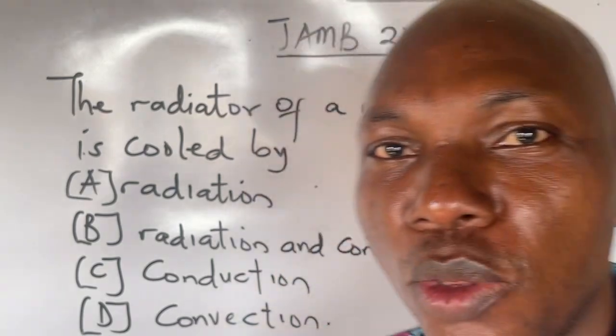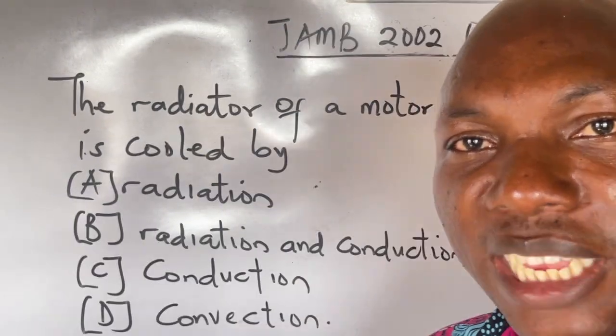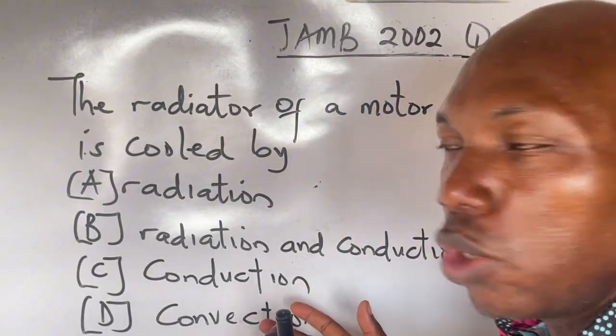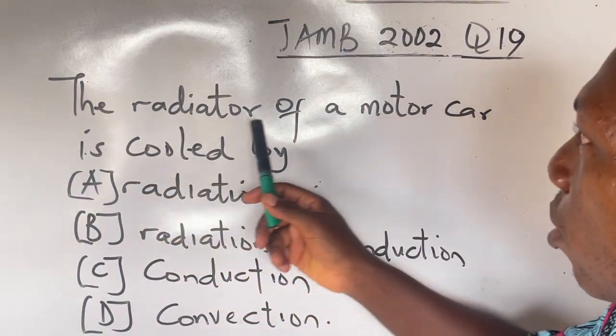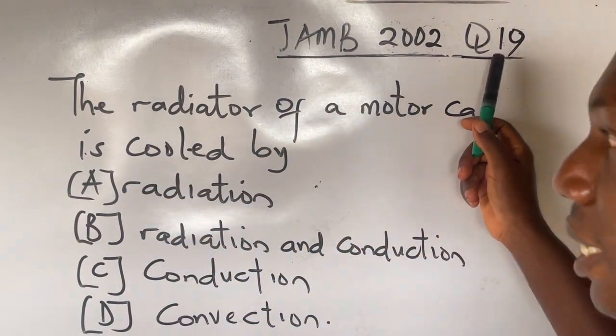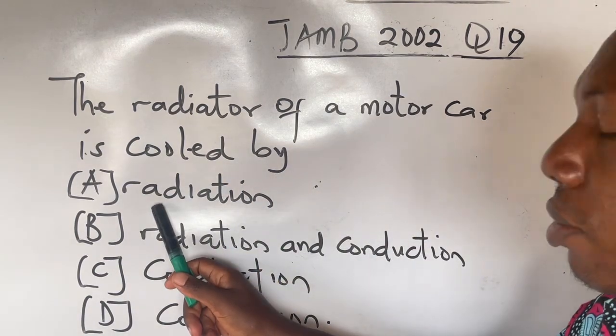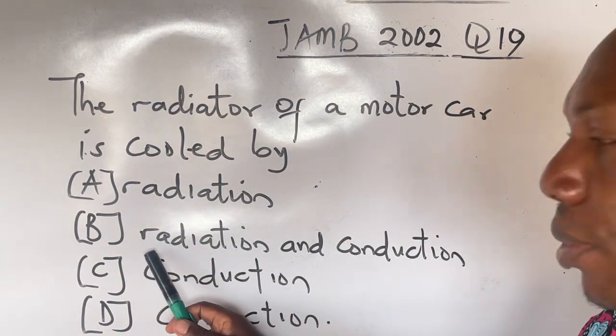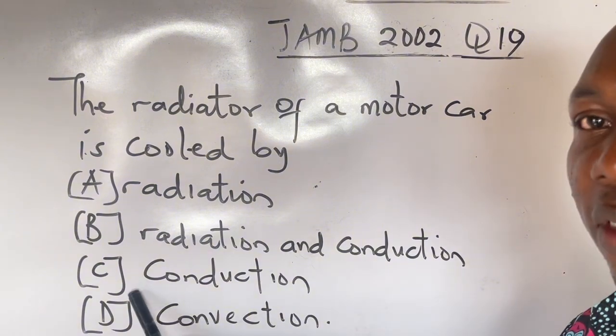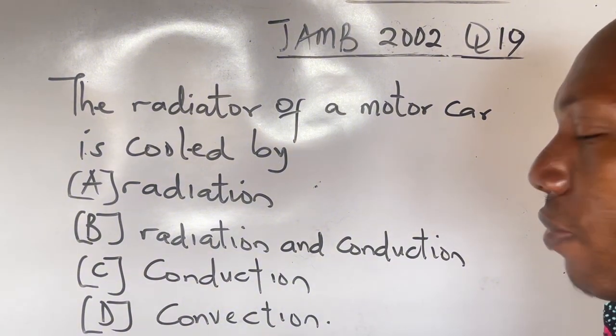Class, we still want to treat more questions on heat energy. By examining this question on the board, the radiator, 2002 question 19. The radiator of a motor car is cooled by A, radiation, B, radiation and conduction, C, conduction, D, convection.